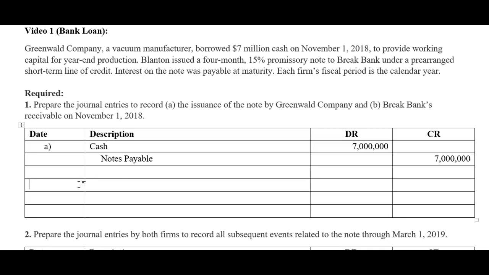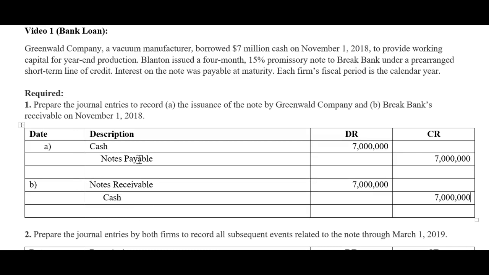Now, Brant Bank would be just the opposite. They're actually lending the money, so instead of a payable on their books, they will have a receivable of that same $7 million. And then of course they're lending cash, so their cash is going to go down with a credit for $7 million. That's the beginning of a note.